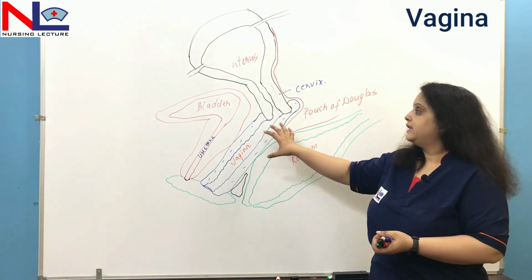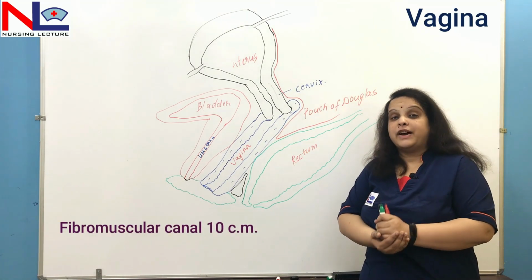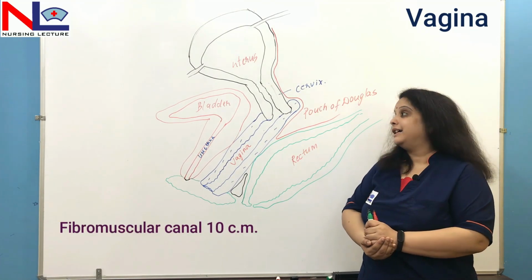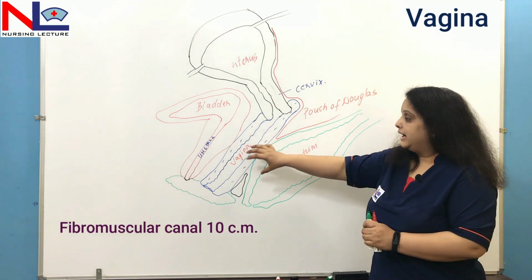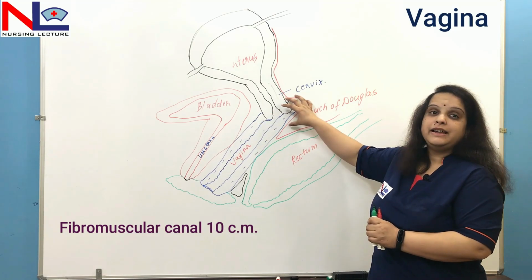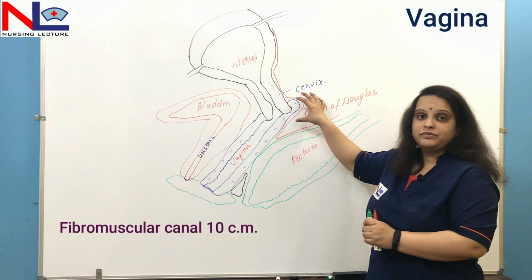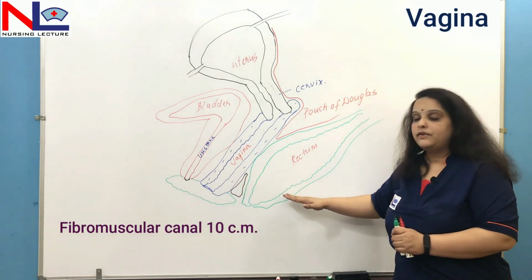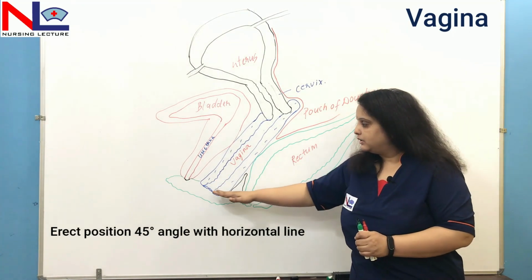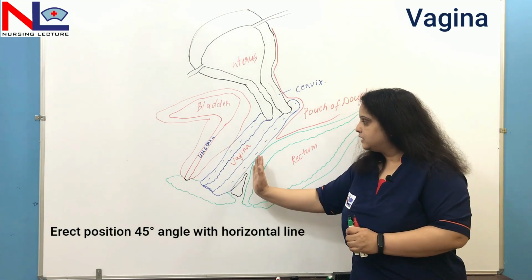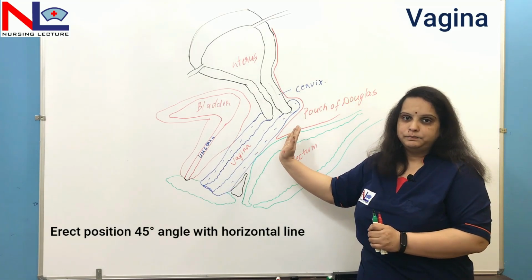So here is the vagina, which is a fibromuscular canal. It is about 10 centimeters long, and it lies superiorly and backward, which forms about a 45-degree angle in erect position. Okay, so in this erect position you can see it is forming a 45-degree angle.